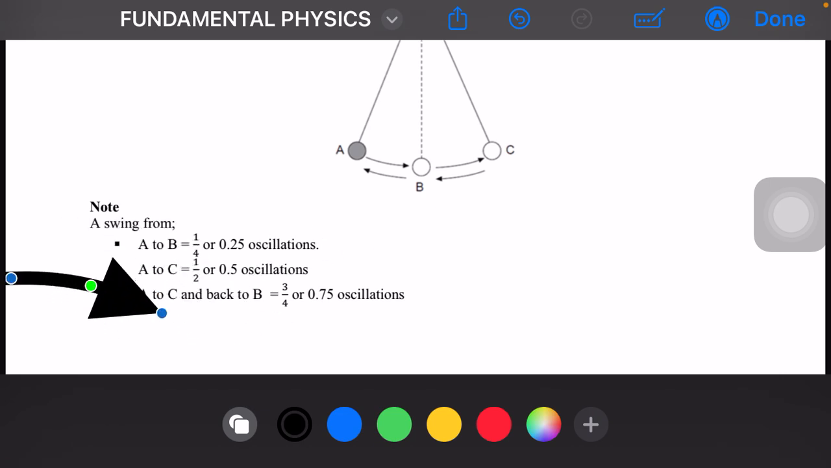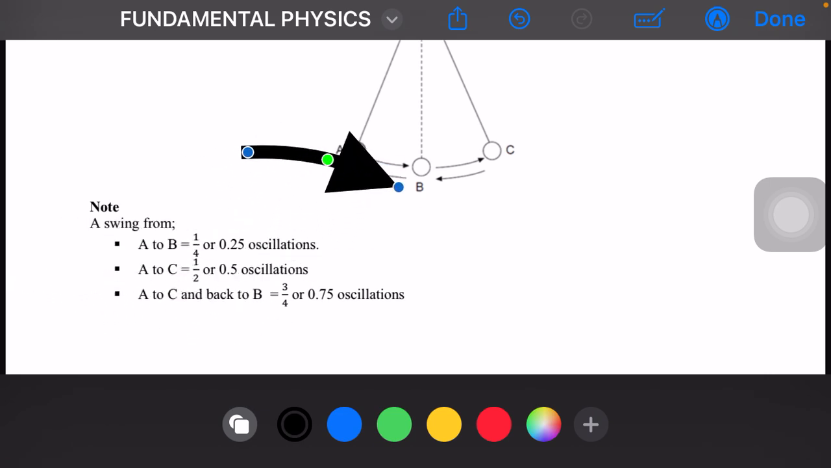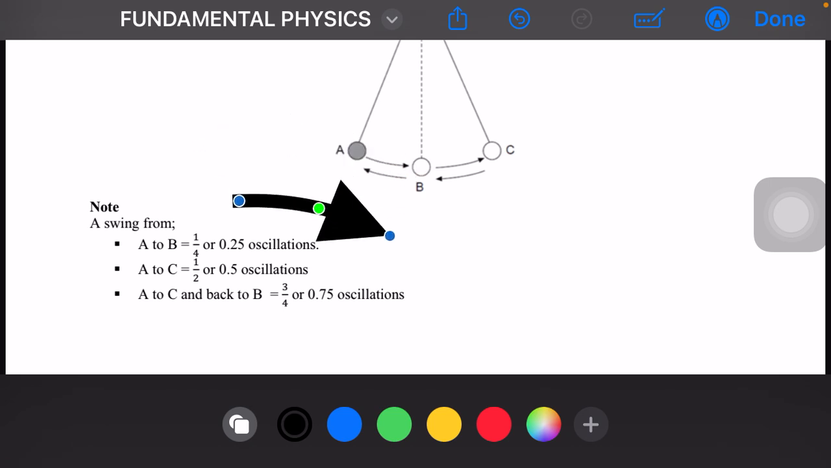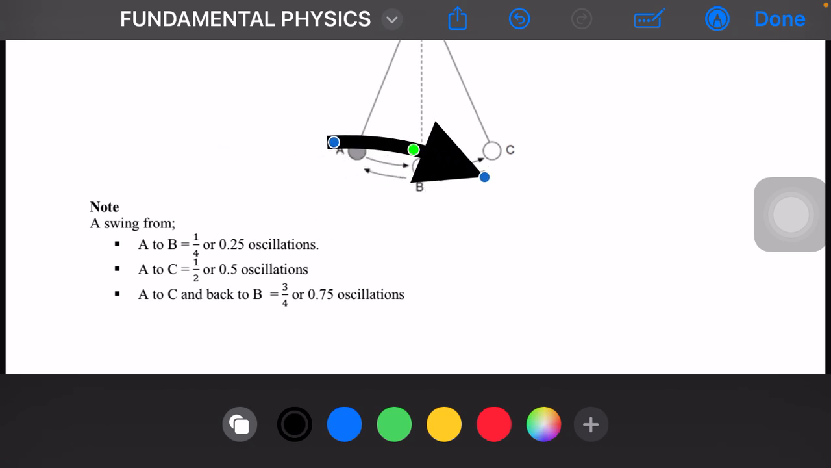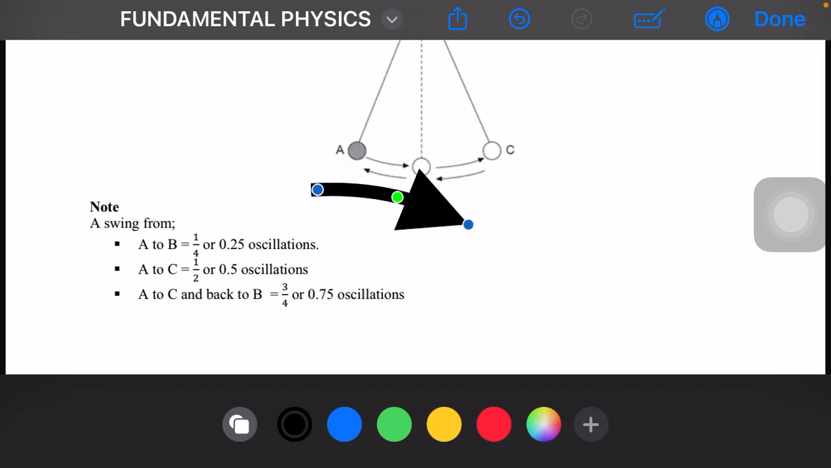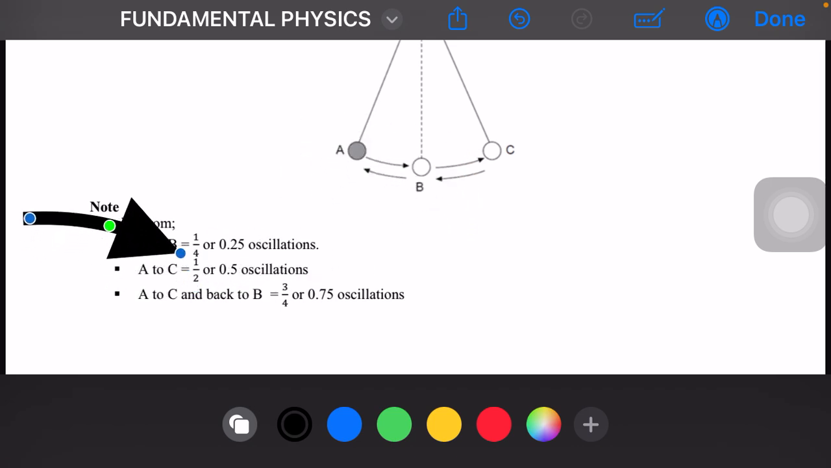Why is it 1/2? Because from here to here is 1/4, which means from A to B is 1/4. Then from A to C is 2/4. Since it's 2/4, you can simply say 2 into 2, you're going to have 1 on top, and 2 into 4, we're going to have 2. That's where the 1/2, or 0.5 oscillation, has come from. Hope you have gotten that.